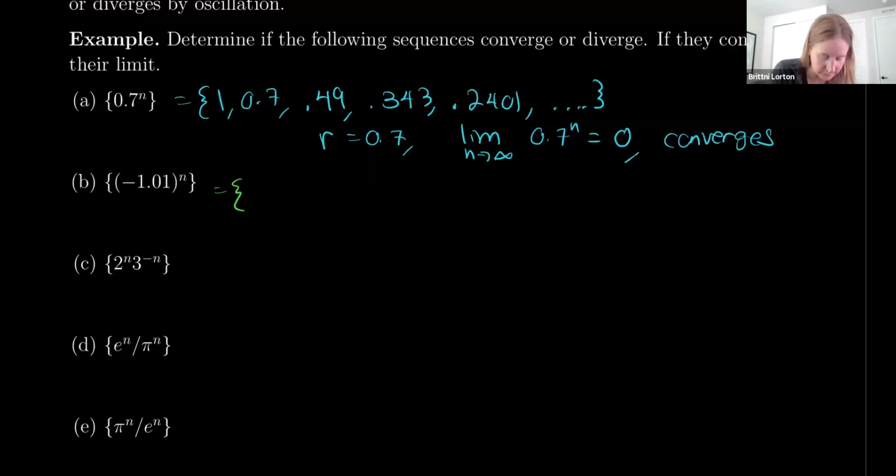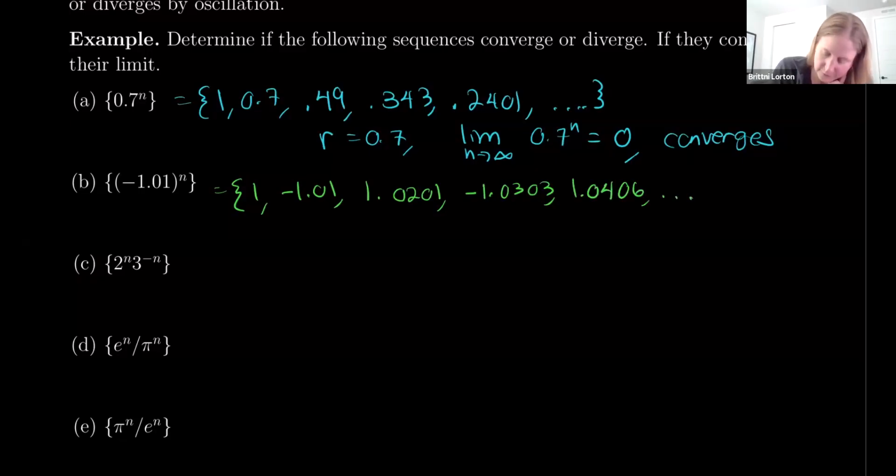My R in this case was negative 0.1. I would get 1, negative 1.01. And then if I were to do negative 1.01 to the power of 2, I got 1.0201. Sorry, I typed that in wrong. There you go. And then if I did that now to the power of 3, negative 1.01, I would end up with negative 1.0303. And then I ended up with 1.0406, etc., etc., etc. And you can see what's happening now.